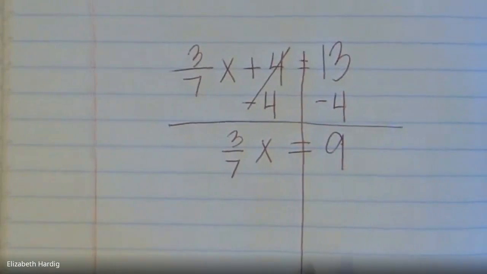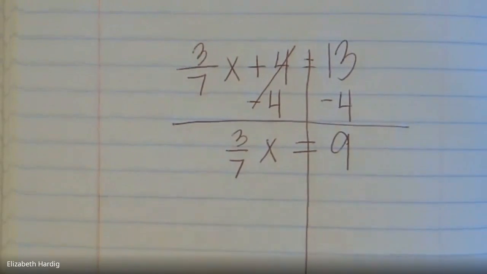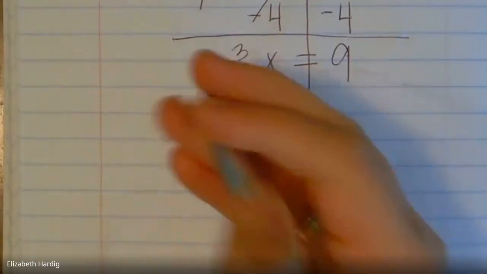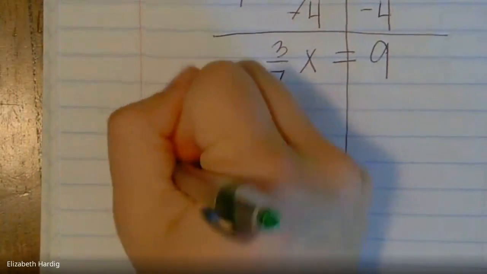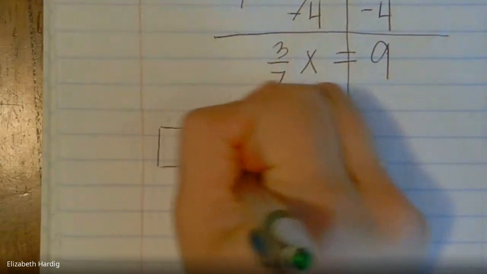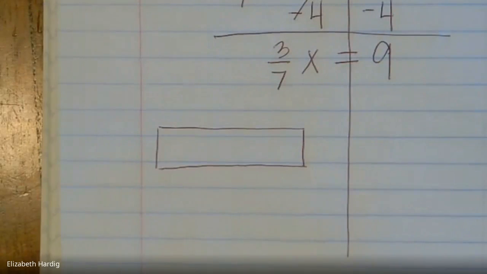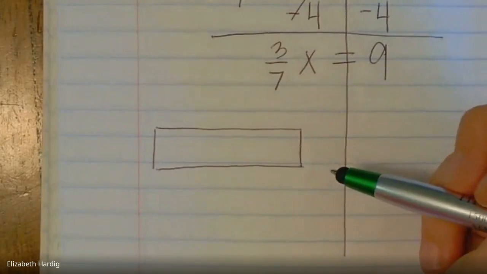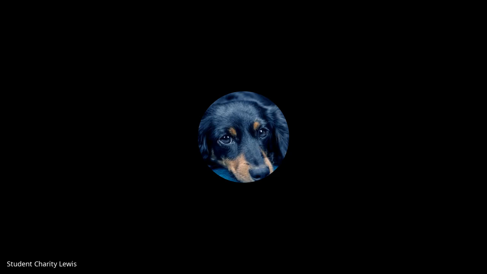9. Good. All right. This one is different than the other two that we did because my numerator isn't 1. So now if I draw my rectangle, can you guys see that rectangle? Yes. I have 3/7 of x, which means I need to cut my rectangle into 7 pieces.